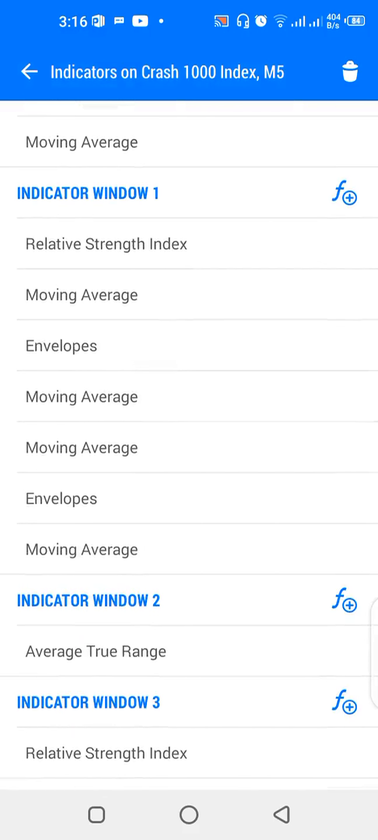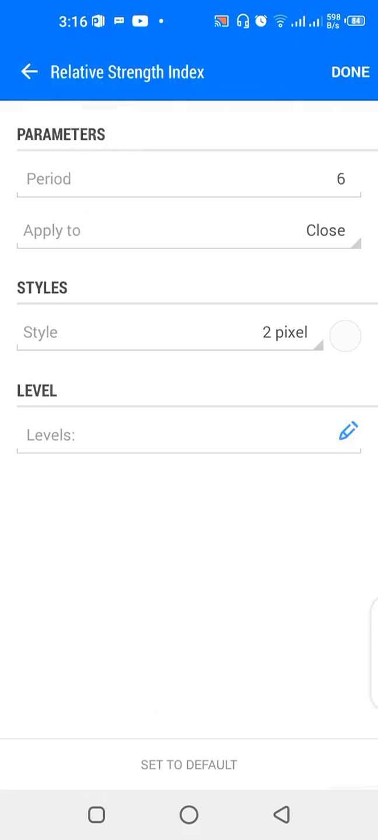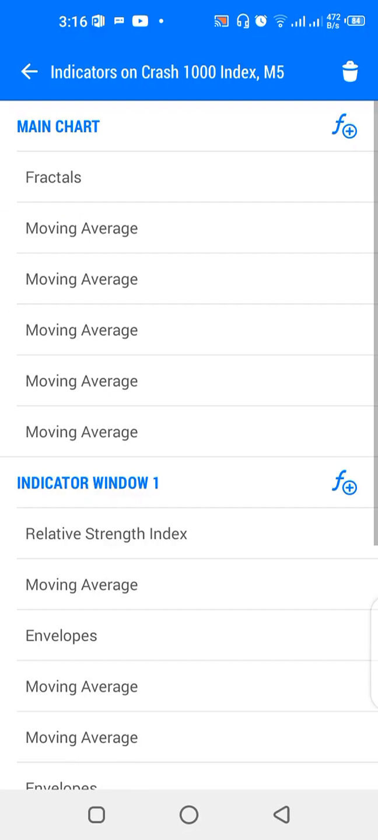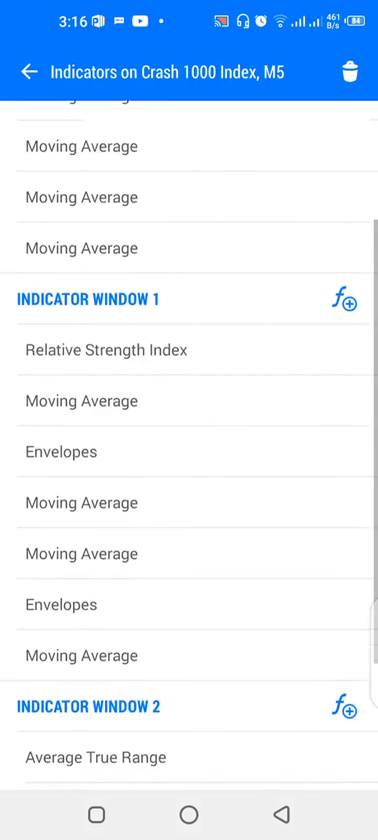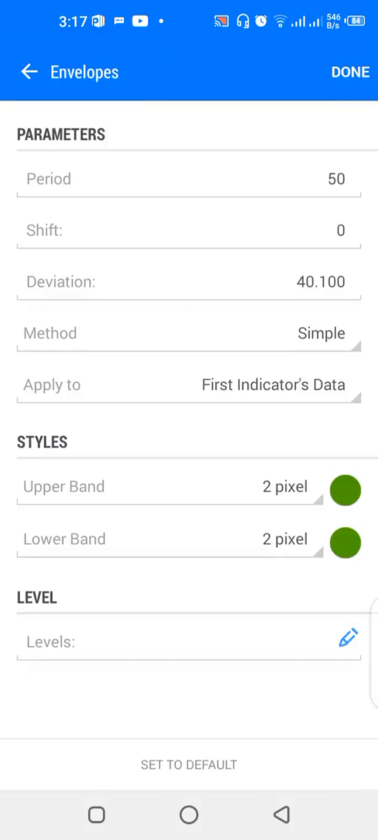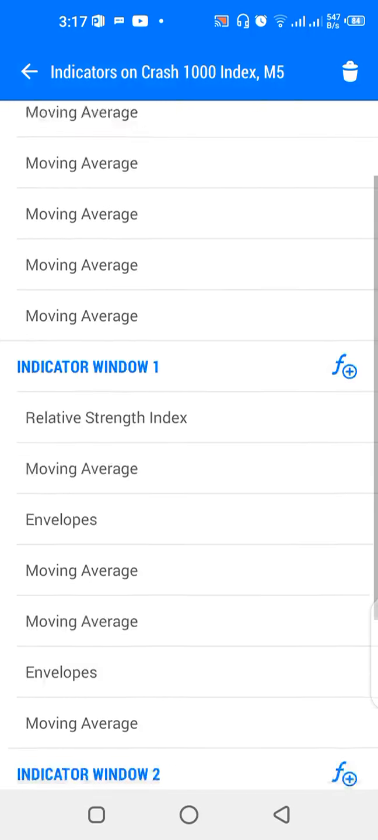Then for indicator window 1, we have relative strength index, 6 period applied to close, colorless. Then we have moving average, 30 period, shift is 0. Method is simple, apply to previous indicator's data, color is blue. We have envelopes, period is 50, shift is 0. Deviation is 0.10. Method is simple, apply to first indicator's data. The upper band and the lower band color is green.